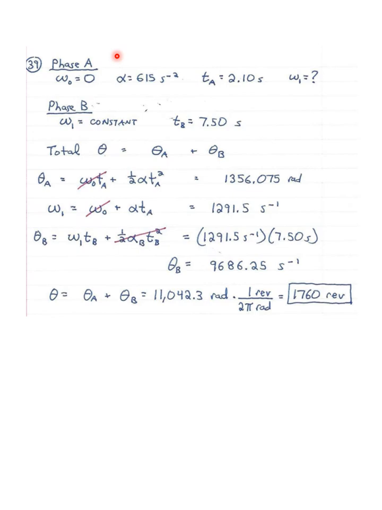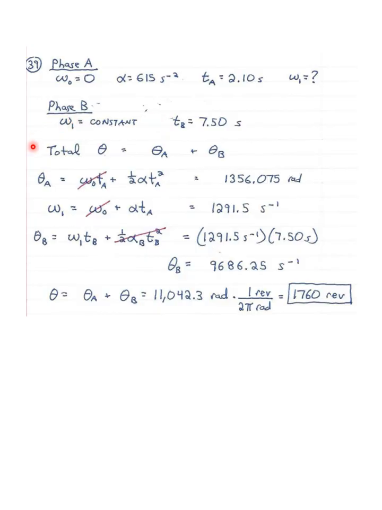So for phase A, it's starting at rest, omega naught is 0. There's alpha, 615 radians per second squared. Time, I'll call it T sub A, is 2.10 seconds. What is omega 1? I'll solve that in a bit. Phase B, whatever omega 1 was, so whatever the angular velocity was at the end of phase A, that's what it is throughout phase B. It's constant. And phase B lasts for 7.5 seconds. So we still don't know what that omega 1 is, but we'll get to it.